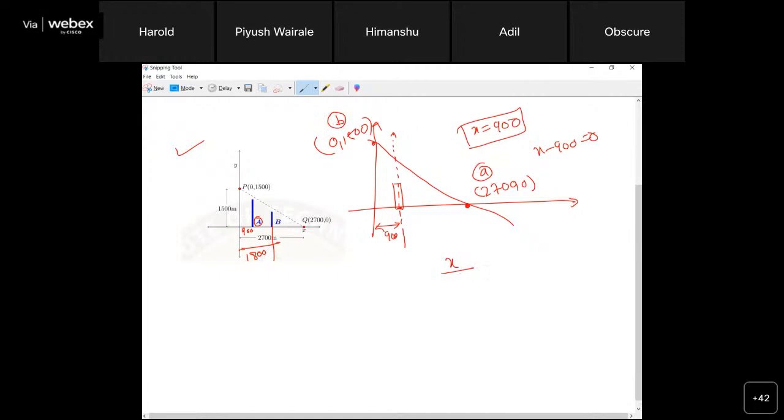If I use slope intercept, can you please mute? Noisy.